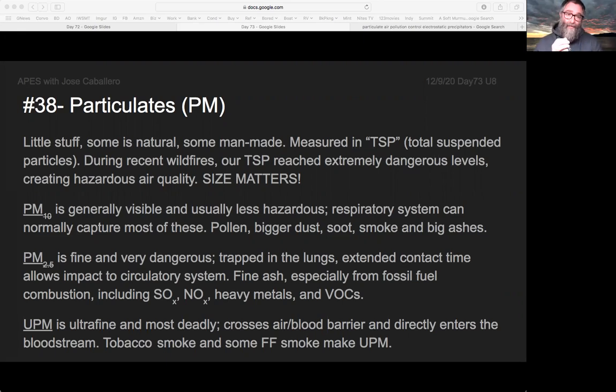Little stuff is especially dangerous. I keep saying this because it can get parked in your lungs. It can have extended contact time. So you get more time for chemistry to happen, and that affects you more.